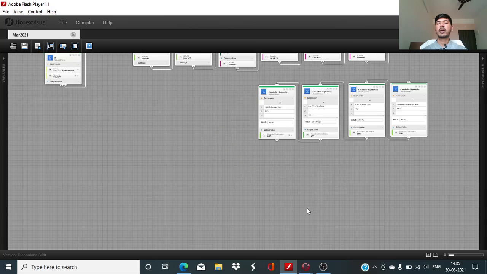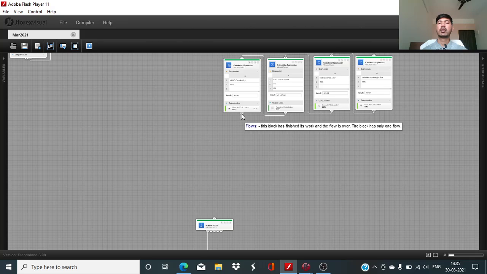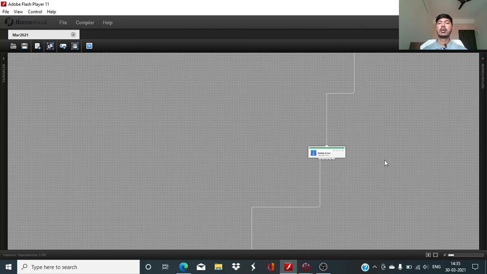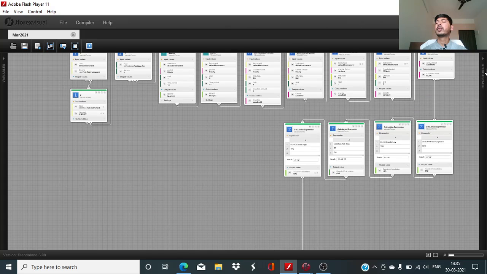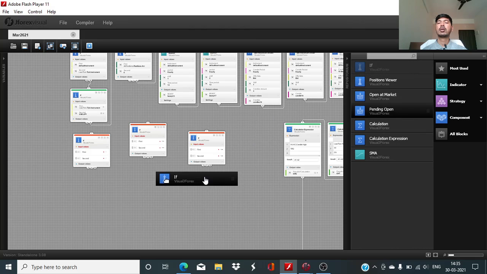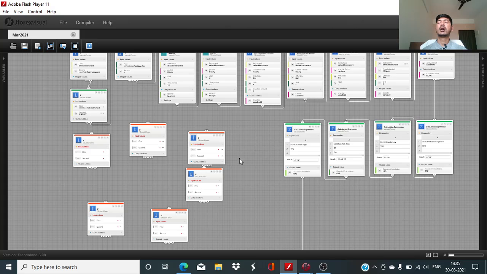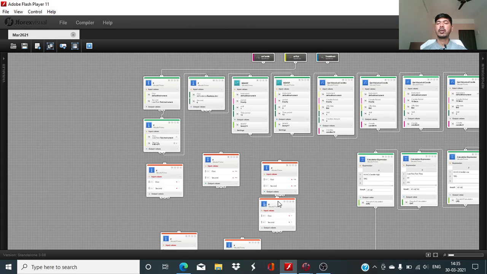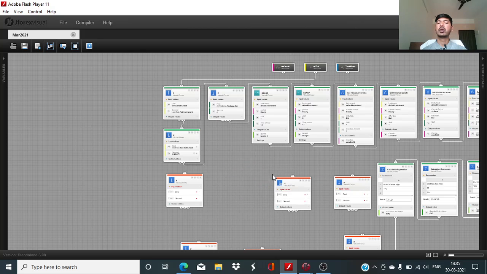Now again I will join it back. Okay, now is the time to bring in the if blocks. I will take a couple of if blocks. We will need 6 in all, as we want the sell side to be symmetric with the buy side. It should only be the inverted version of the buy side condition.